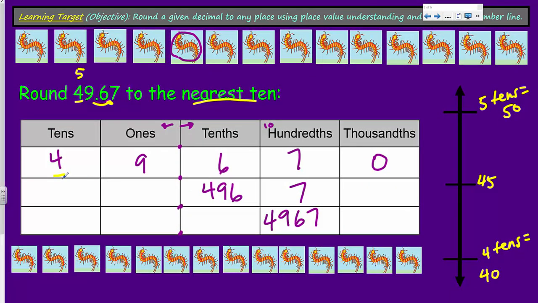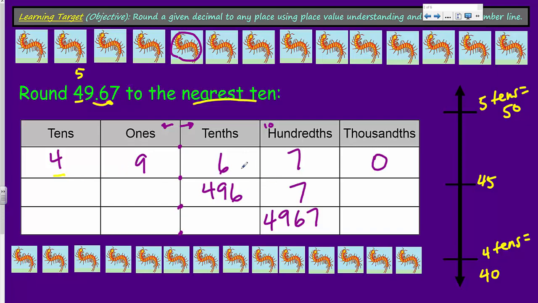Fair enough. Our number is actually 49. Okay, we have all this stuff here at the end, but we're not concerned with that at all, because we're not rounding to any of these place values. We're rounding to the tens. And the only digit that matters when we're rounding something is the digit to the right.